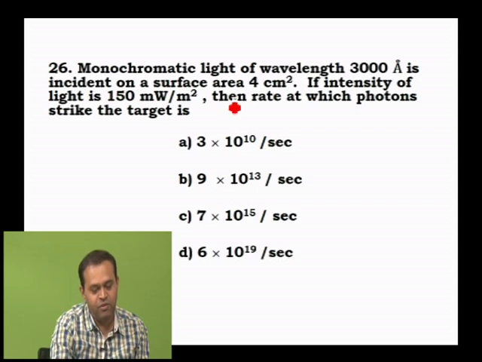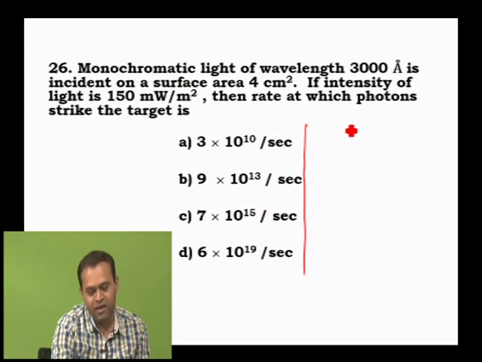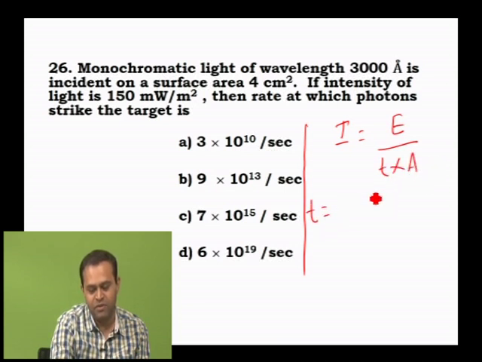Next one. Monochromatic light of wavelength 3000 angstrom is incident on a surface of area 4 cm². Intensity is 150. The rate at which photons hit the target is... we have to calculate time. I already taught a formula: intensity is energy by time into area, so time is equal to energy by intensity into area.